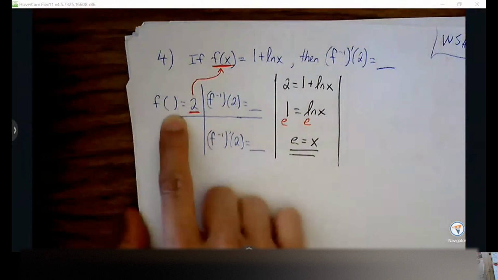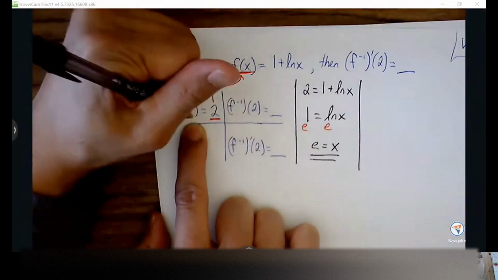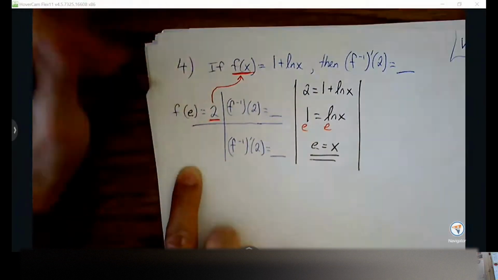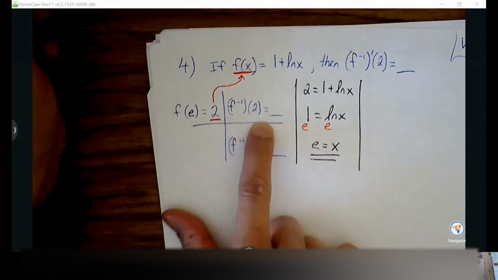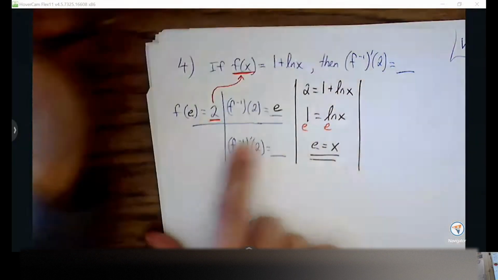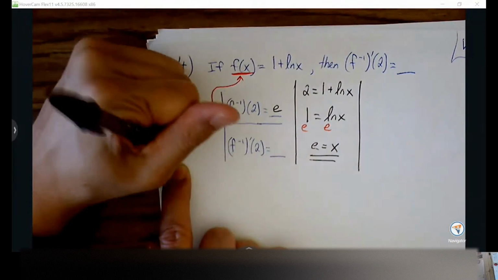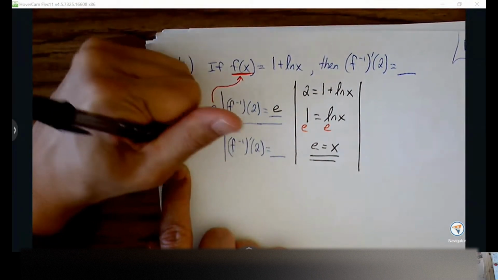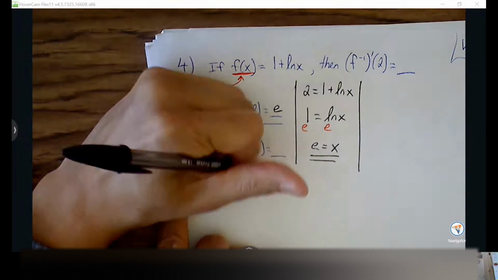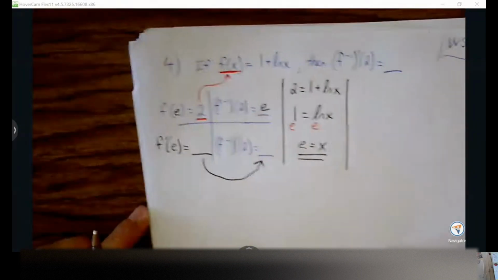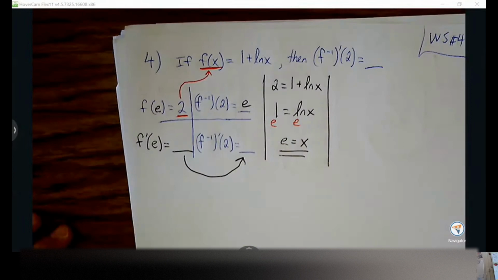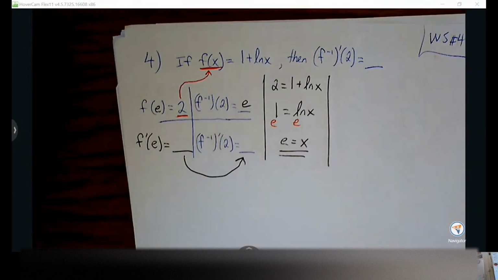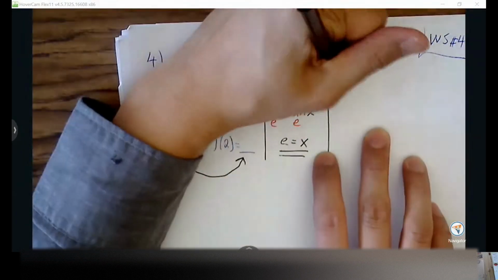Okay, so there's our entryway into moving forward in our problem. I know that my ordered pair is e comma 2, so I know that my inverse must be 2 comma e. That means if I can find f prime of e, then that will lead me directly to the slope that the problem is asking me to find. So I want to find f prime of e, but before I can find f prime of e, I have to first find f prime of x.